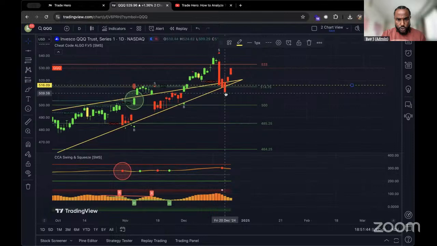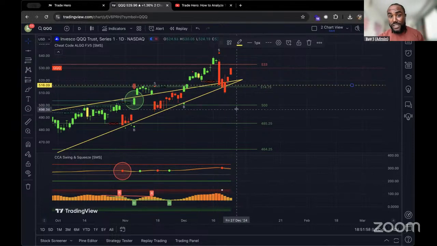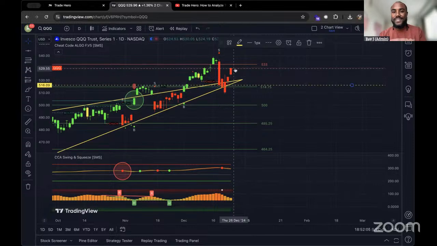So it looks like on the 20th, we may have been sending this trade out and just saying, hey, we need to stay above this level, which is pretty accurate considering the trend line is right here. So if we don't stay above 516, we're on the bottom of this trend line. Okay. So that was a crucial level, right? So we want it to stay above that level.